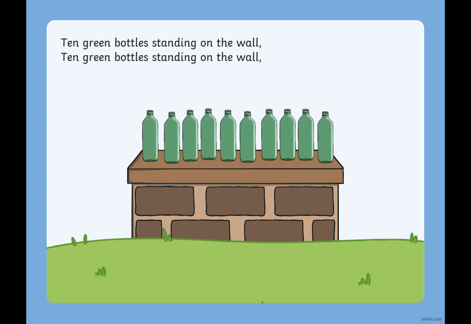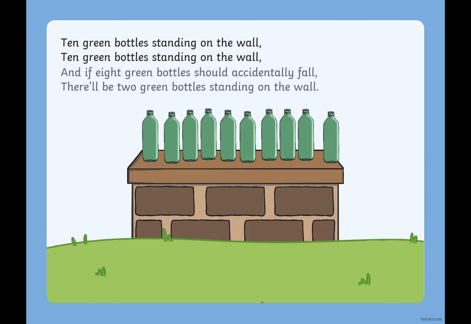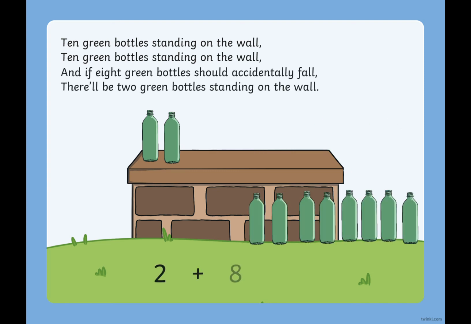10 green bottles standing on the wall. 10 green bottles standing on the wall. And if 8 green bottles should accidentally fall, there'll be 2 green bottles standing on the wall.